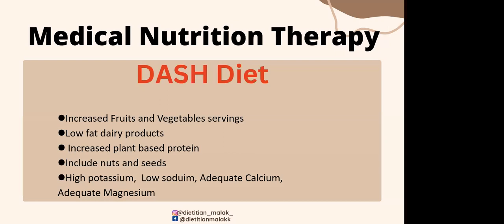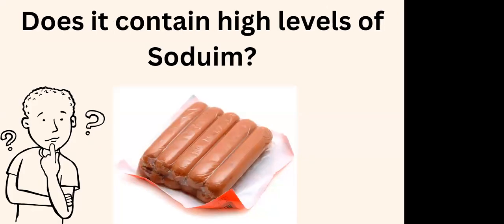Then, increased plant-based protein, include nuts and seeds, about 4 servings per week, and then a high potassium diet, a low sodium diet, which is extremely important. Why? Because hypertensive patients typically have a high sodium consumption. And so you want to lower that in order to help. And you also want to increase the potassium to counteract that effect. Okay? Then you have an adequate amount of calcium for the contractions and an adequate amount of magnesium, which could already be found in the nuts and the seeds.